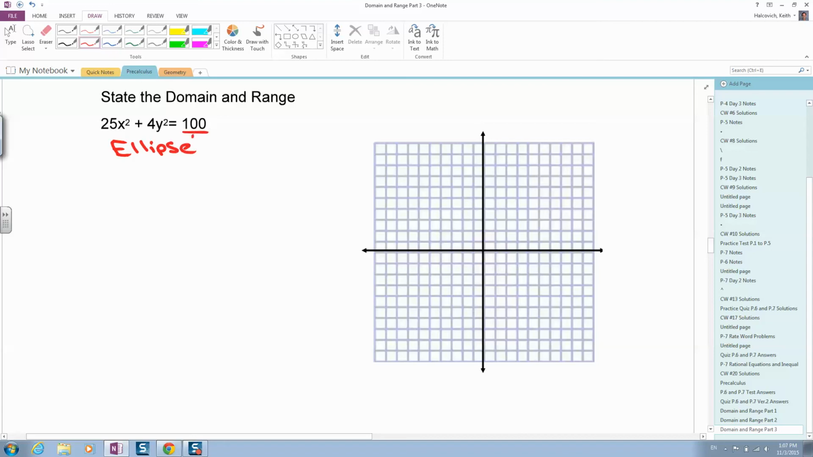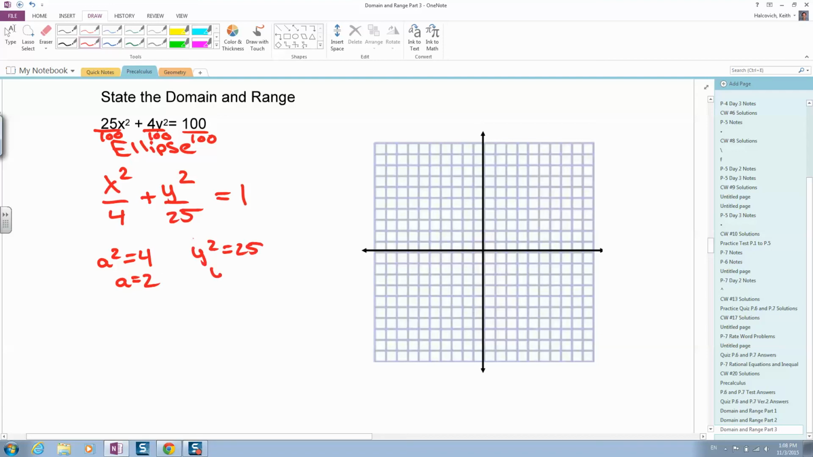So when you divide by 100, you get x squared over 4 plus y squared over 25 equals 1. And so that means a squared equals 4, which means a equals 2. And b squared equals 25, which means b equals 5.